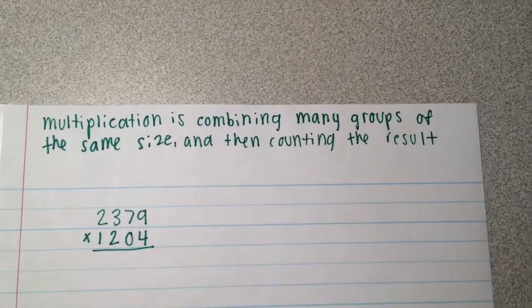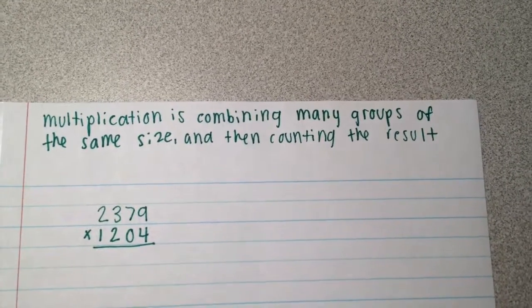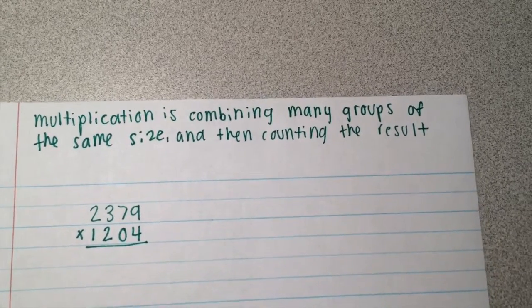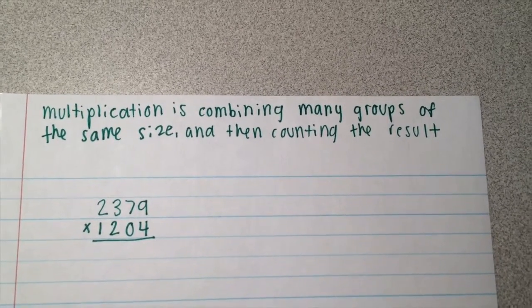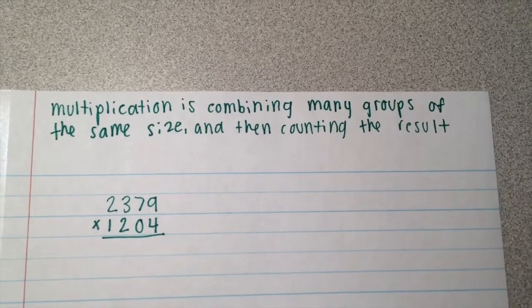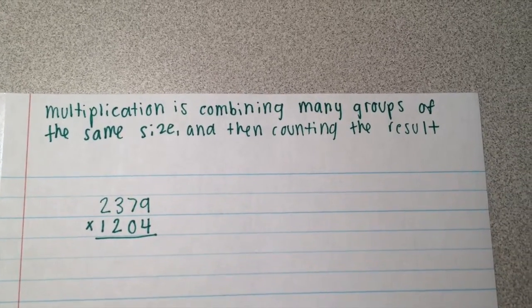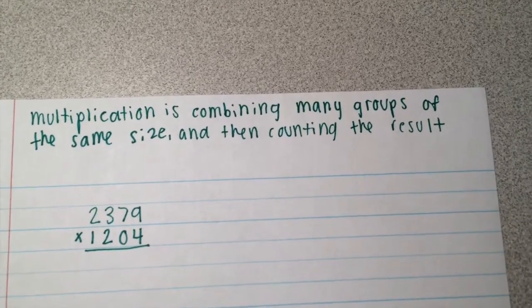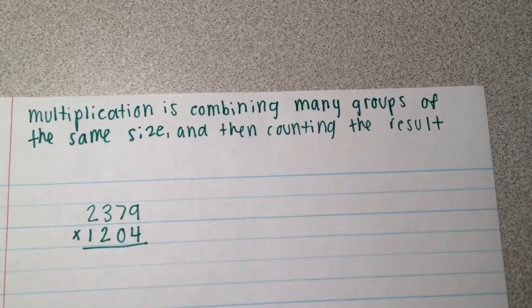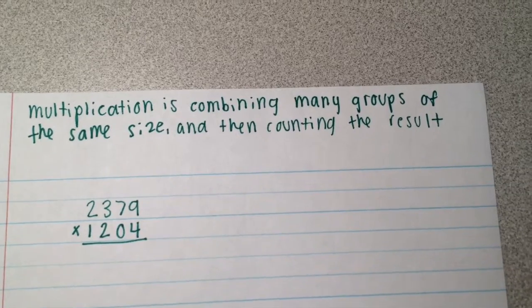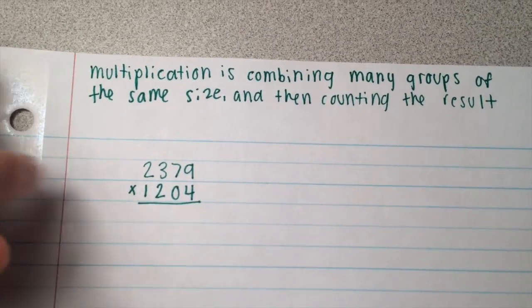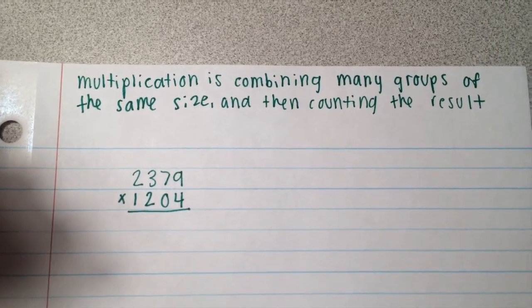Hi, my name is Jamie, and today I'm going to be teaching you how to multiply and why the algorithm behind multiplication works for a certain problem. So today, the definition of multiplication is combining many groups of the same size and then counting the result. And I'm going to prove to you why that definition works by doing this multiplication problem.